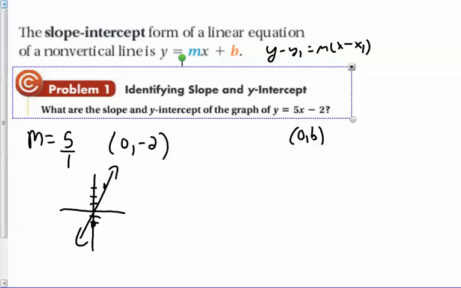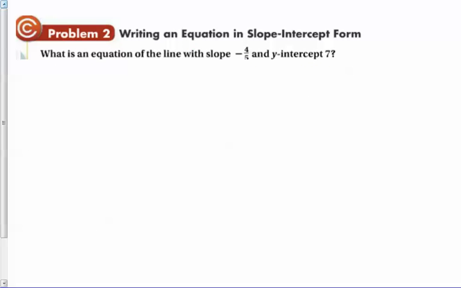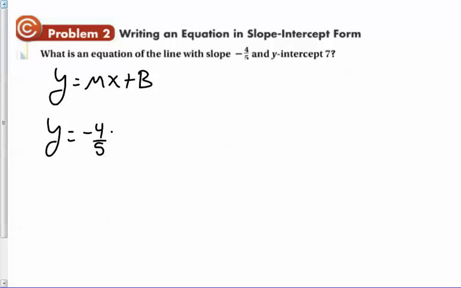Okay, so you have a Got It. Why don't you pause the video and do the Got It? All right, what is the equation of the line with the slope of negative 4/5 and y-intercept 7? Well, y equals mx plus b. So I have my slope. My slope is negative 4/5. I put that in for m, and the y-coordinate of my y-intercept is 7. So there's my equation: y equals negative 4/5 x plus 7.